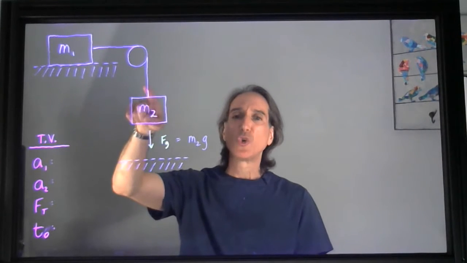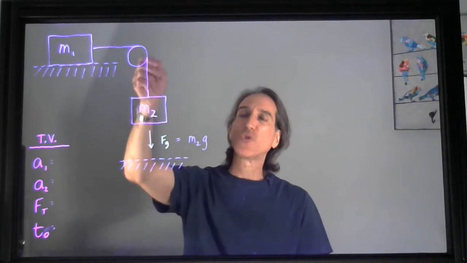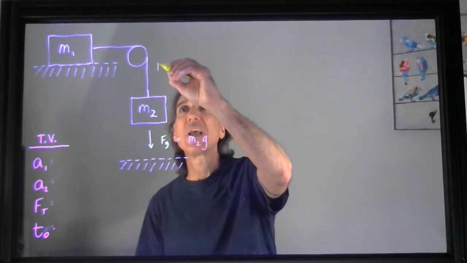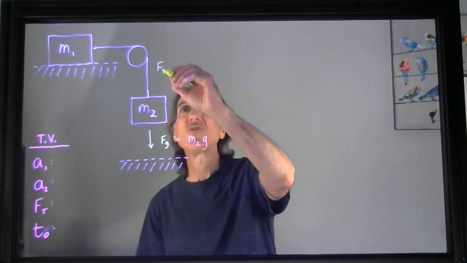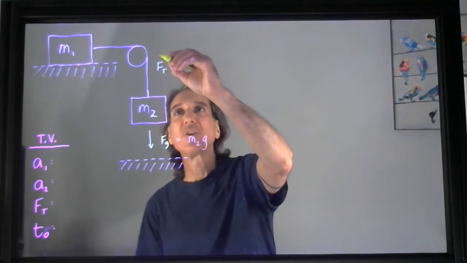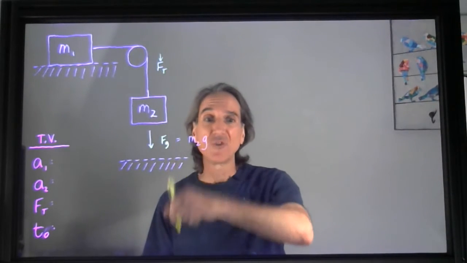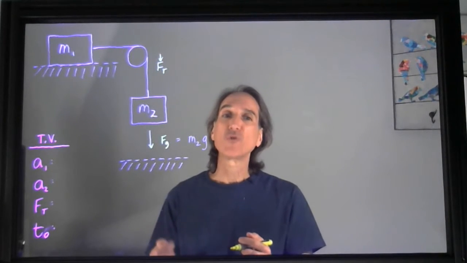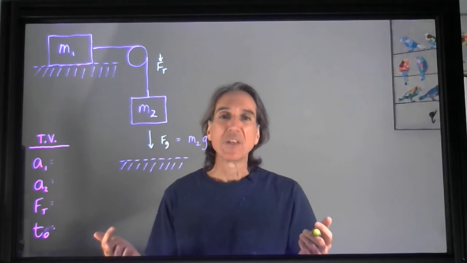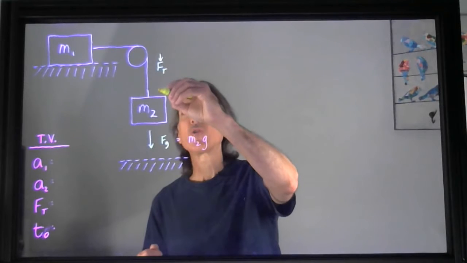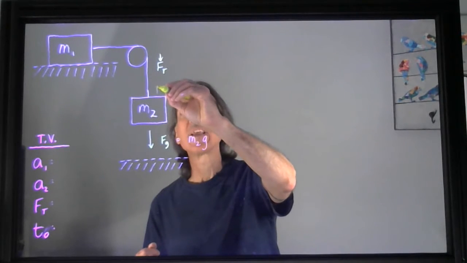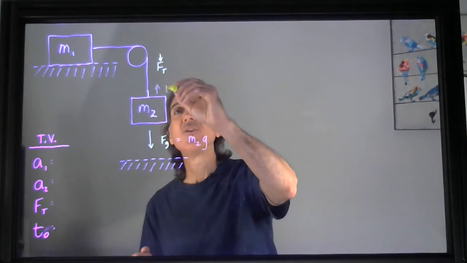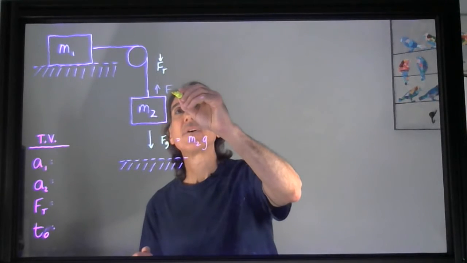M2 is connected to the cable, so M2 exerts a contact force on the cable, and we'll call that force F sub t for tension force. And that's downward. The tension force on the cable is downward. Due to Newton's third law, the cable exerts an equal and opposite force on M2, the difference being the direction of the force. So this means that we are also going to have a force on body M2 that points up, and the magnitude of that force is also F sub t.